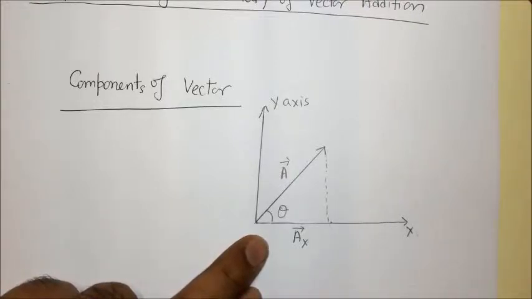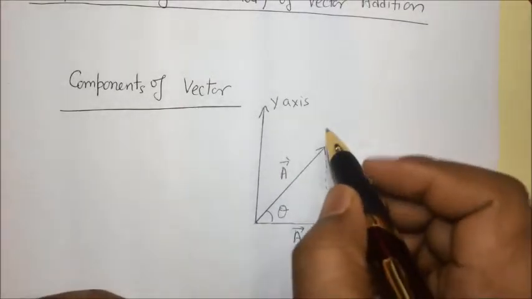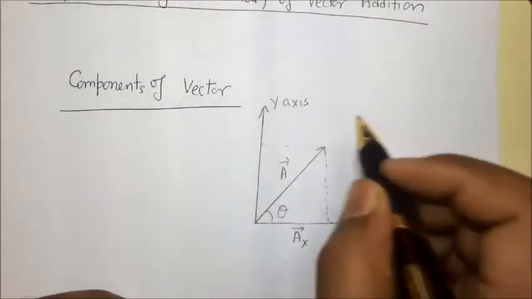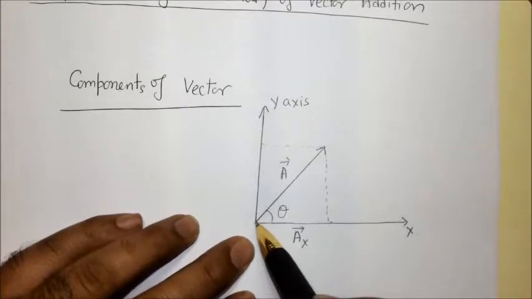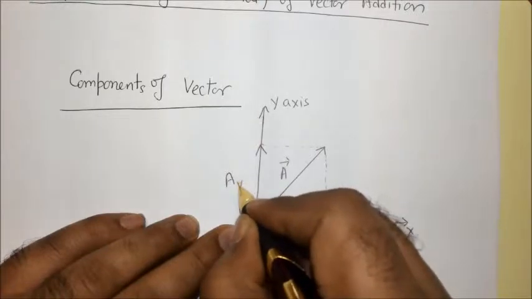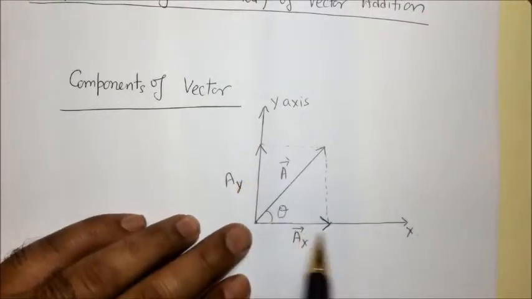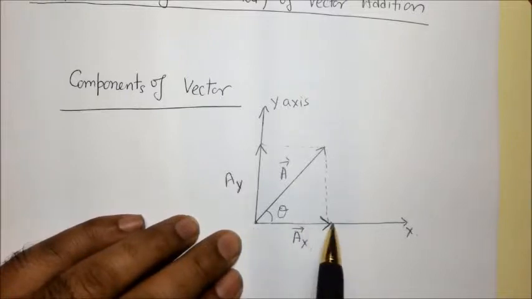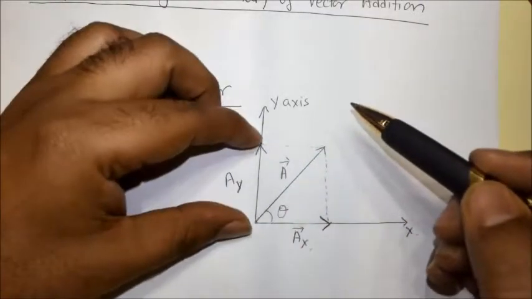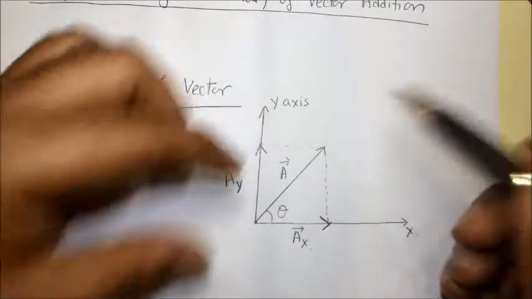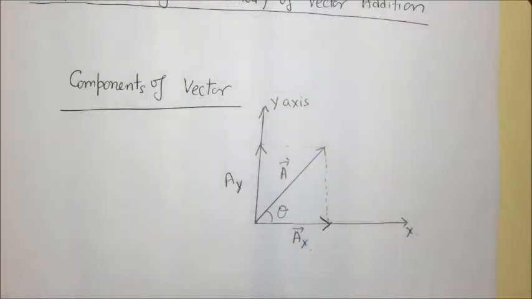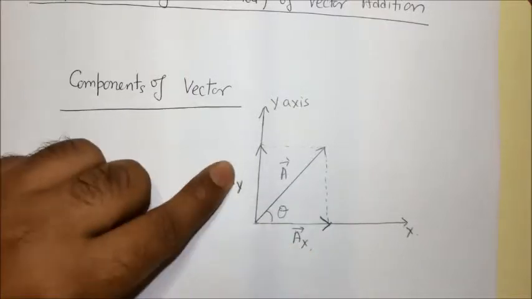Okay. If I project this on the y-axis, the length from here to here is the y component of vector A. Ax has a magnitude from this point to this point. Ay has a magnitude from this point to this point. This is the magnitude of Ay, this is the magnitude of Ax, and this is your original vector A. This is the X component, this is the Y component.